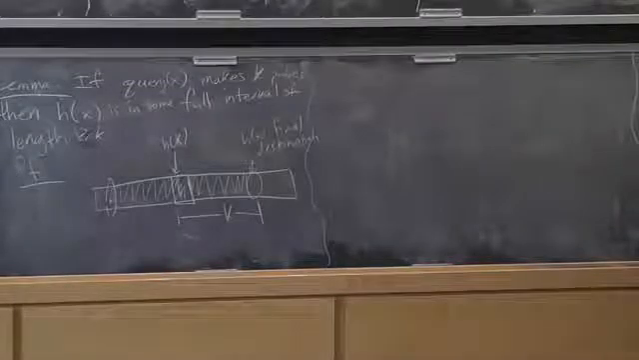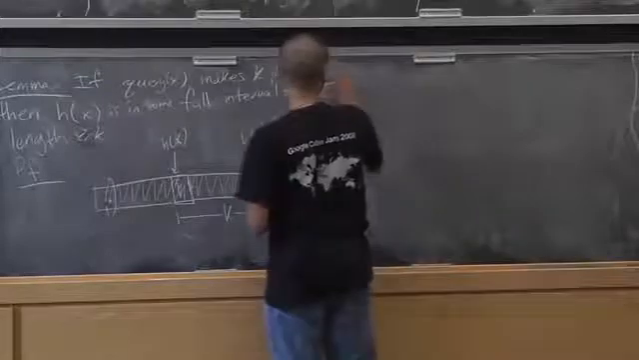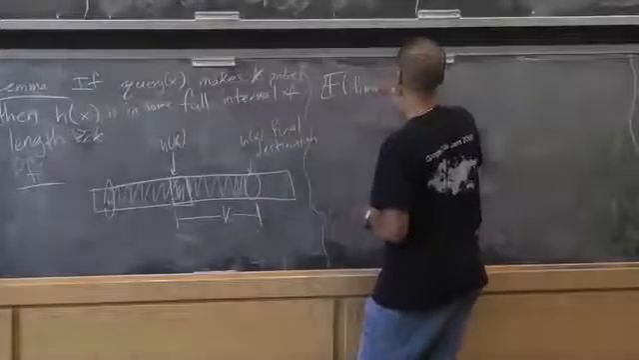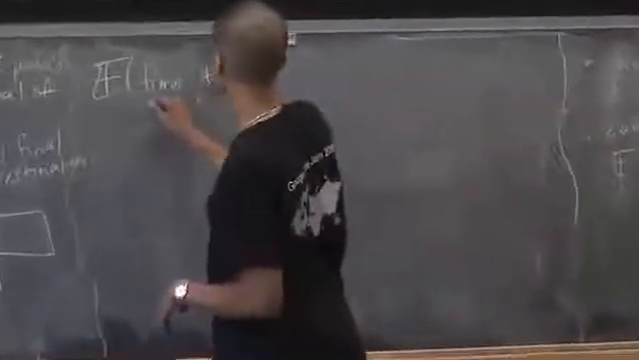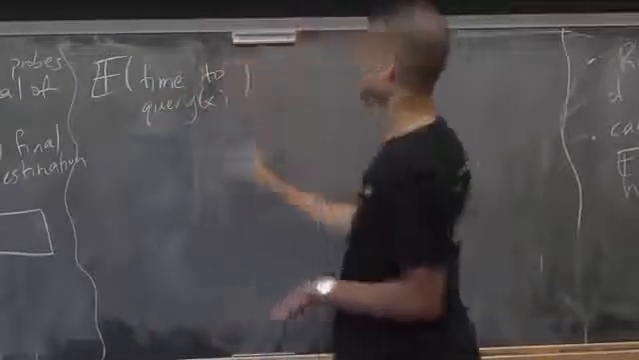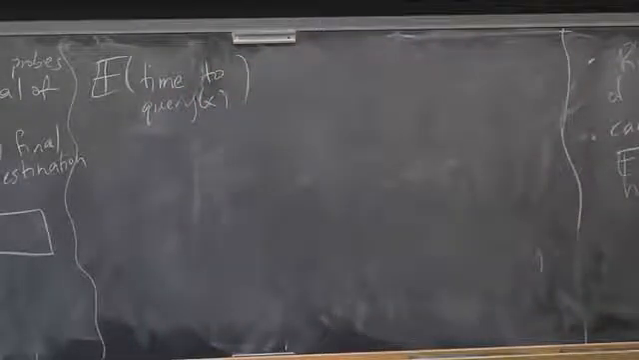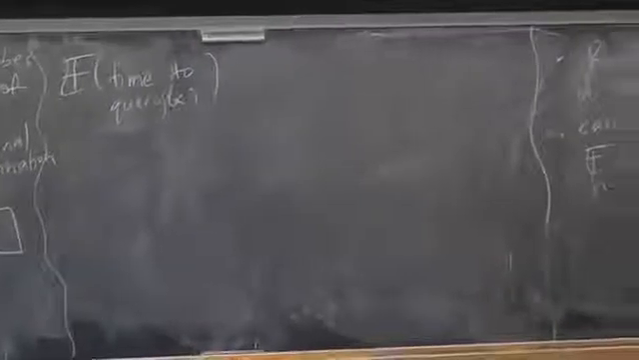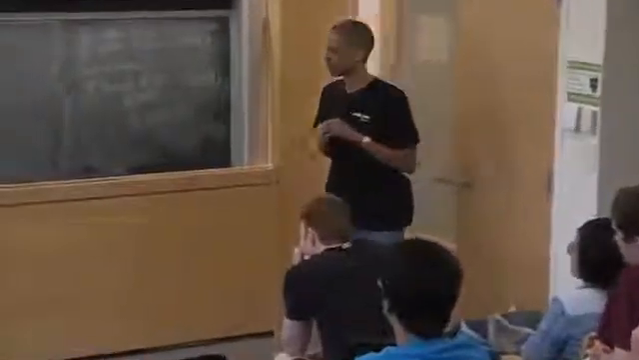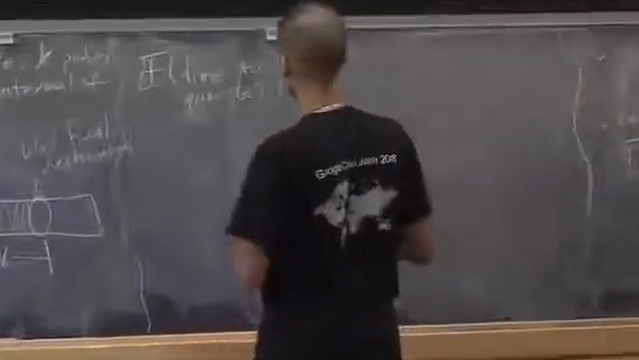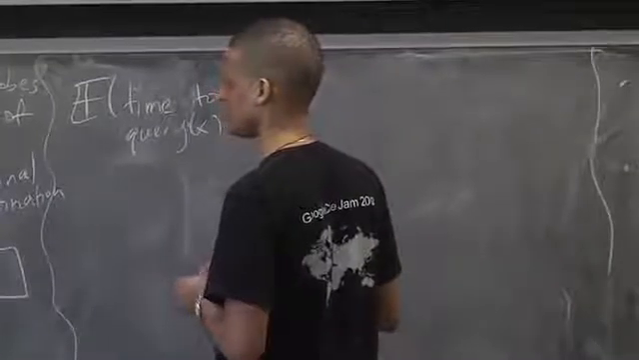So then, the expected time to query x. Are intervals allowed to wrap around the end of the table? Yeah. So when you say it lies in an interval, could it be that everything could happen? Intervals could wrap around too. Yeah, that's a good question.